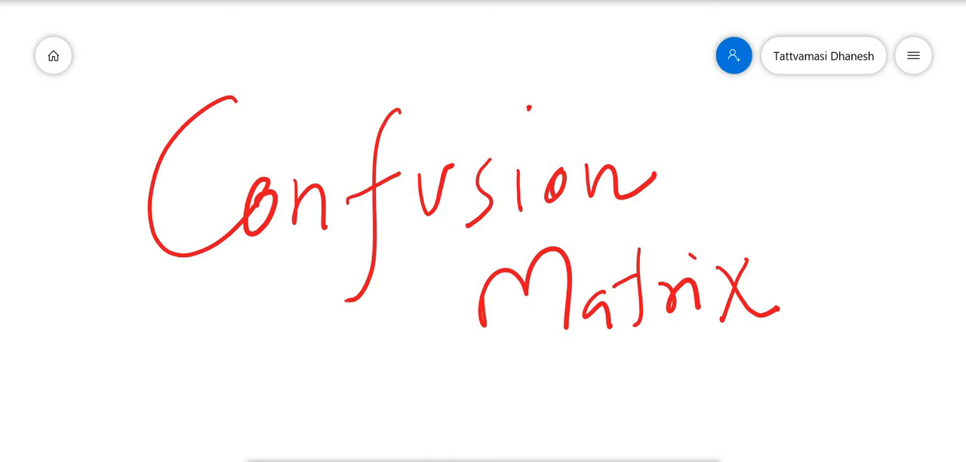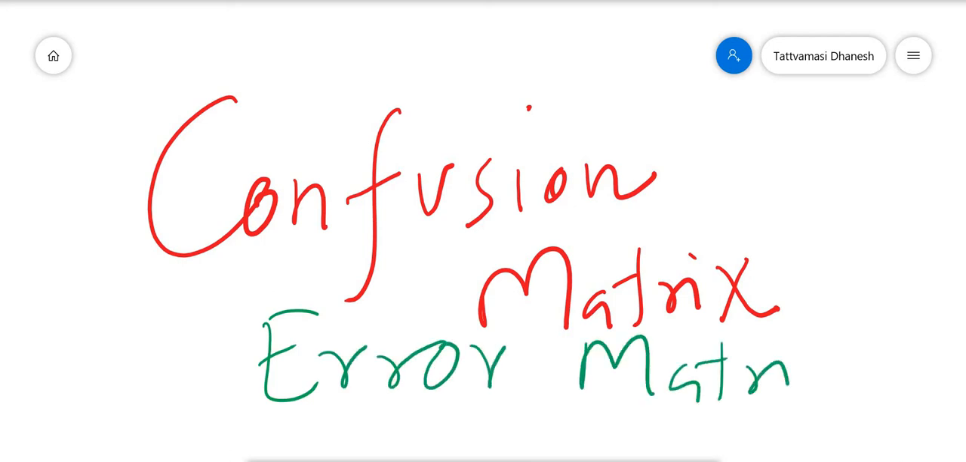Confusion matrix is also known as error matrix. So another word for confusion matrix is error matrix. So what is a confusion matrix? A confusion matrix or error matrix is a specific table layout that allows visualization of the performance of an algorithm, typically a supervised learning one. So it is just a table layout that allows visualization of the performance of an algorithm.